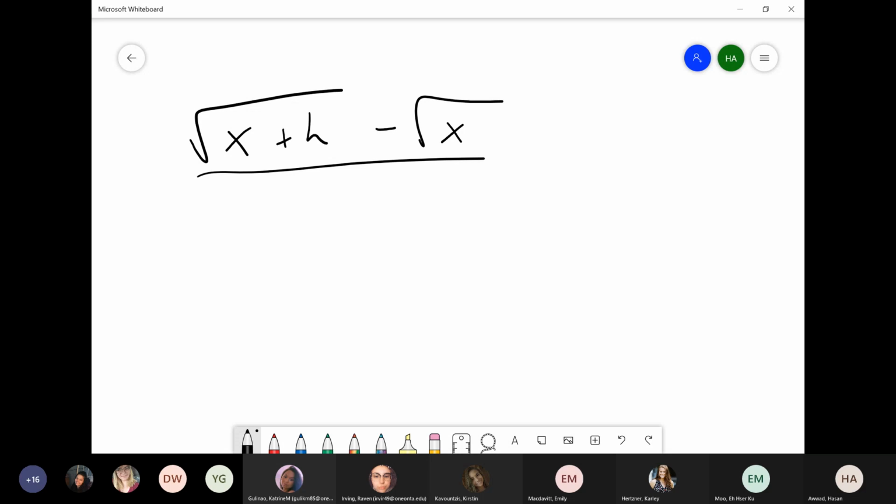So we have the square root of x plus h minus the square root of x. And on the bottom, we have basically the same terms, so the square root of x plus h. The only difference is we have a plus here, right? So plus the square root of x.